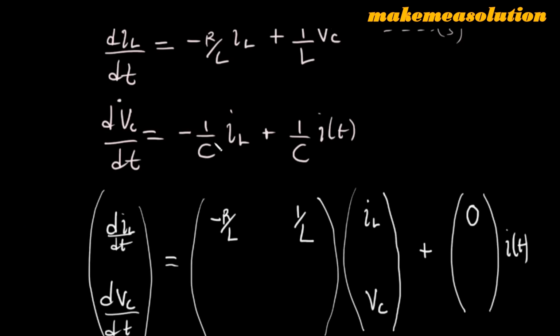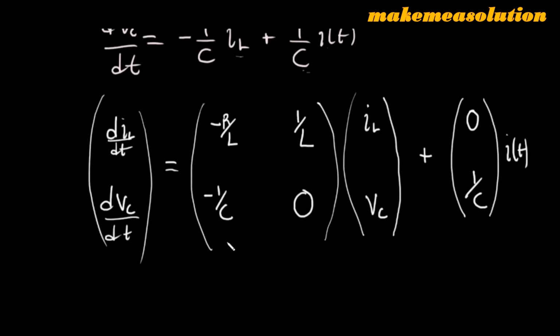Is that okay? Now, going to the second equation, you have minus 1 over C as the coefficient of IL. Then the coefficient of VC is 0 in this case because it does not exist in this equation. But the coefficient of your input signal in this second equation is 1 over C, so you can put it here as 1 over C. With this, you have been able to obtain the state space representation of the system that is given below.